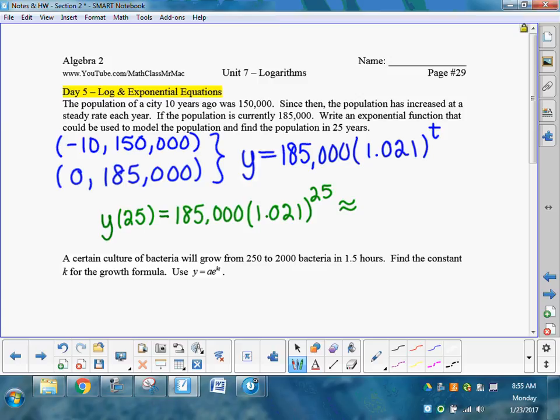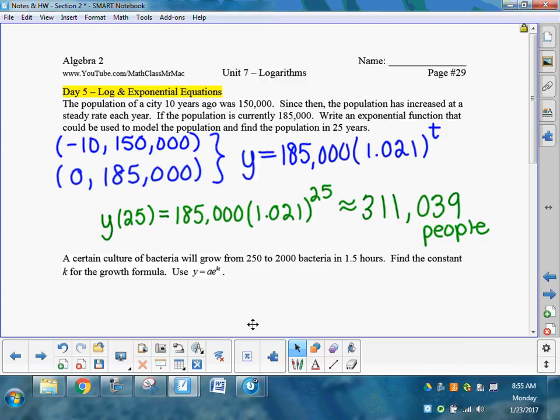I got 11,039. And 39, you said? Okay. Is this what we got? Perfect. Do you have to show the substitution in? Yes. Absolutely. Questions on what we have there?